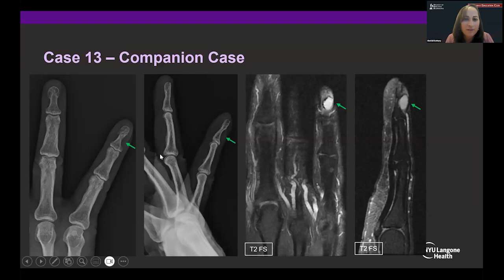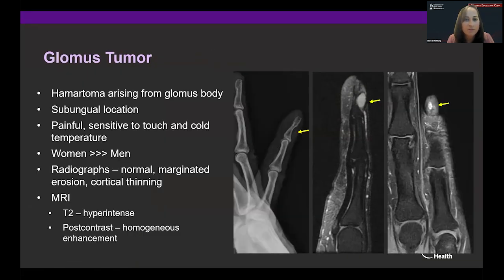And now we have a companion case. Here again, we see a T2 hyperintense mass at the dorsal aspect of the distal phalanx, deep to where the expected nail would be. And then on our X-ray images, we can actually see bony remodeling of that dorsal aspect of the distal phalanx, and a little bit at the ulnar side of the distal phalanx as well. So this is a glomus tumor, as many of you indicated with the question.